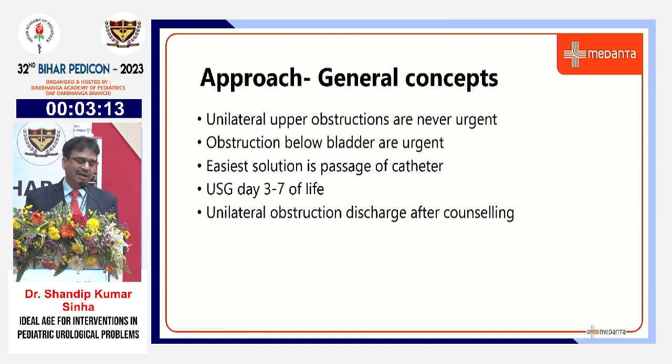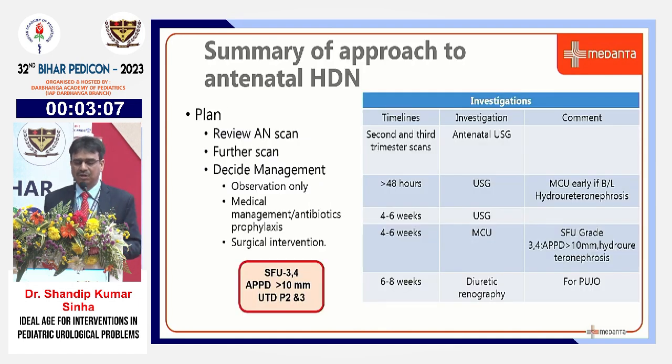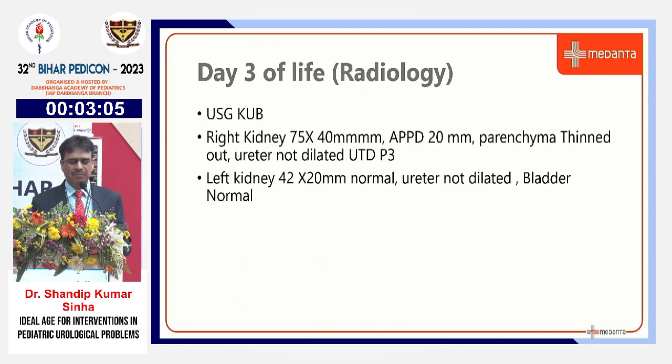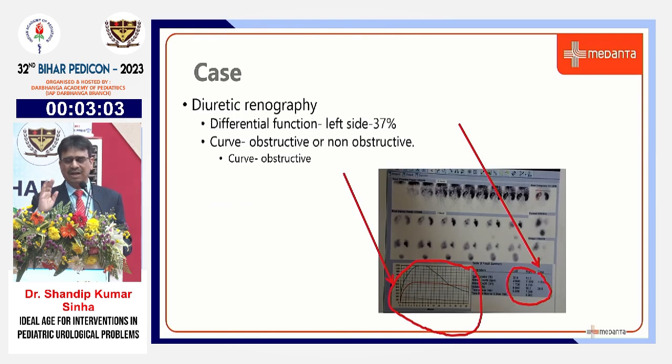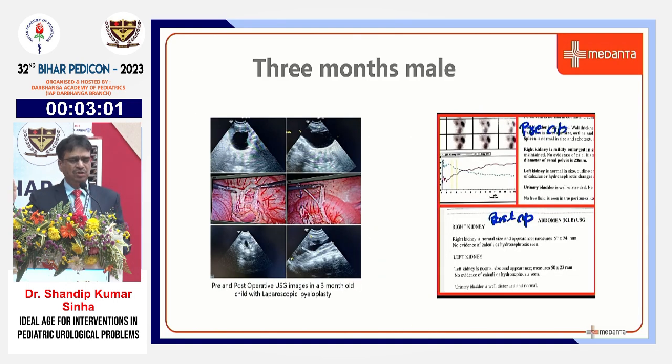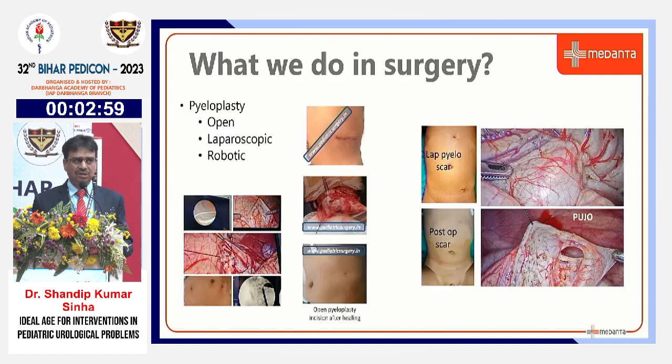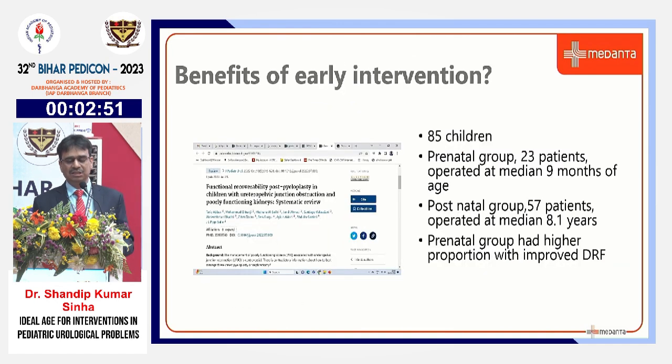Obviously, after that, depending on the scenario, we get an ultrasound on day 3 and 7 of life, unilateral obstruction, discharge after counseling, and there are lots of antenatal scan. I'm not going to detail of these. We get in diuretic radiography. Nowadays, most of these we are going to laparoscopic surgery or robotic surgery. We do not want to give any scar to the children. We do not want them to remember that बचपन में कुछ बीमारी थी, and that's where the scarless surgery has come in a big way.